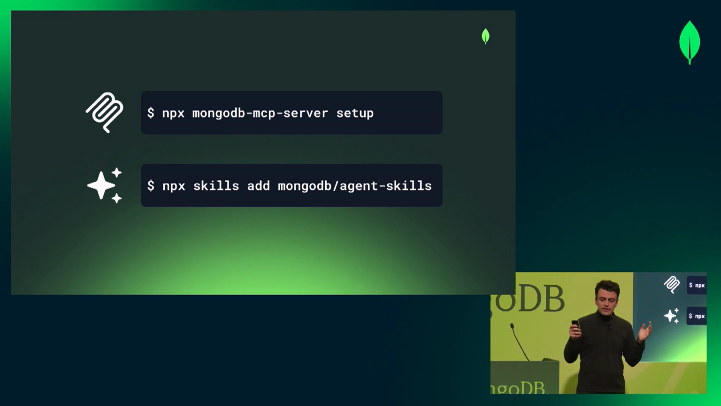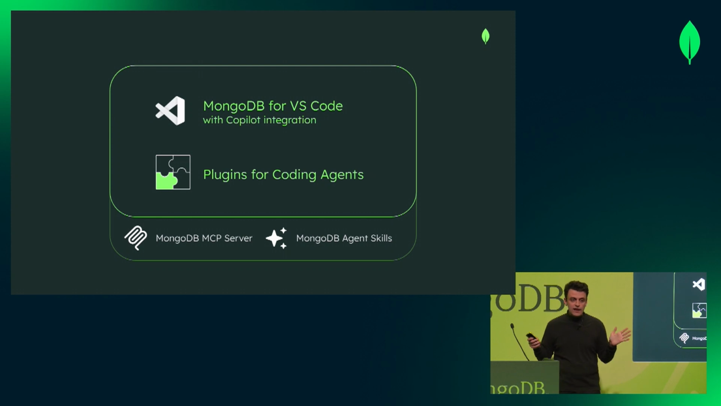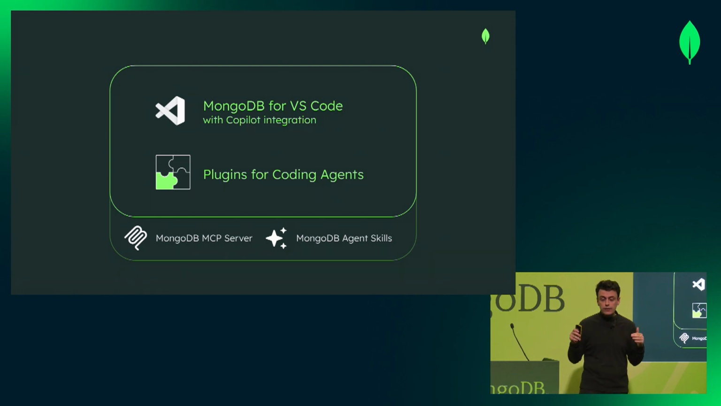But these days, we don't even want to be thinking about CLI. And that's why we have also made it very easy to get this environment set up for you. If you use the MongoDB extension for VS Code or any of the plugins for coding agents like Claude, Cursor, and whatever else, they'll actually come bundled with the MongoDB MCP Server and the Agent Skills. So it'll take a couple of clicks to get to this point.